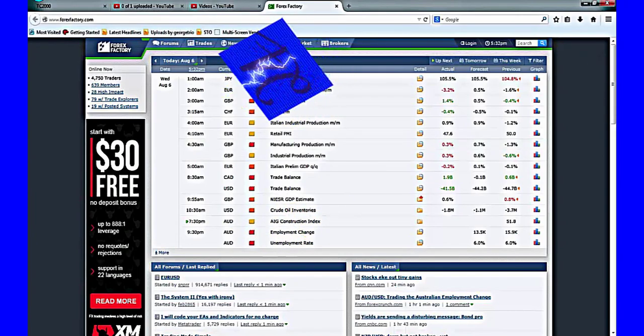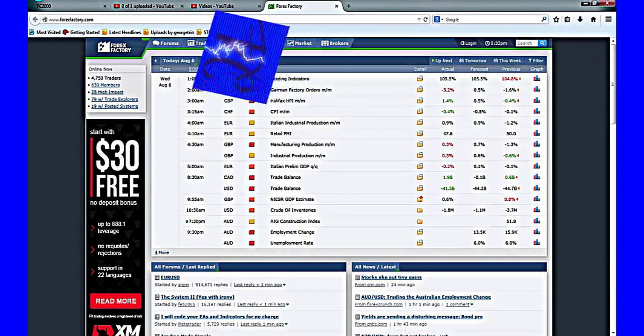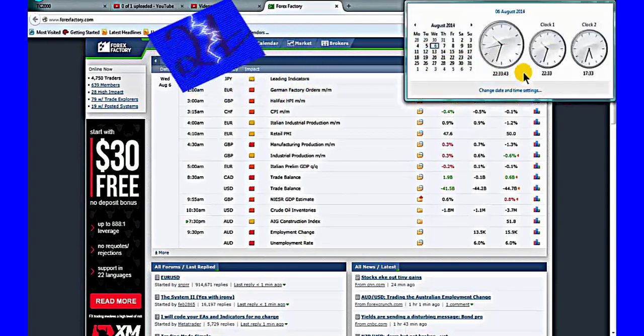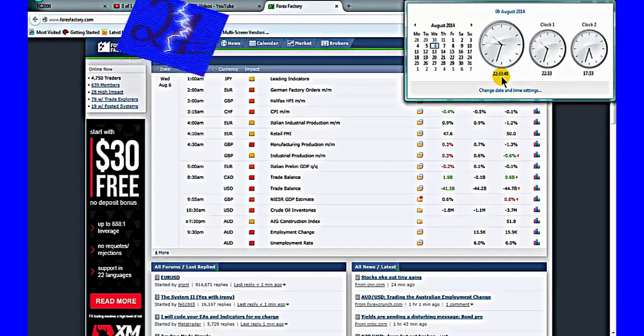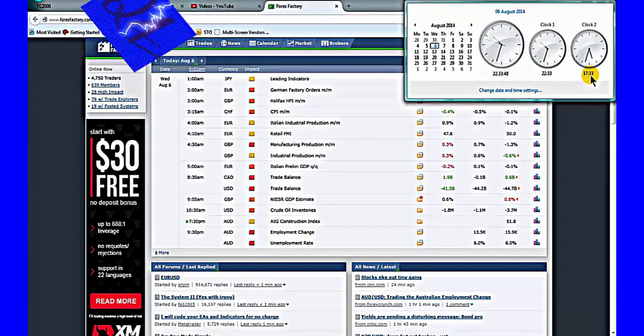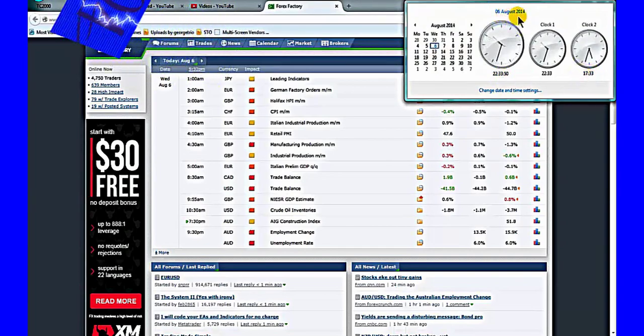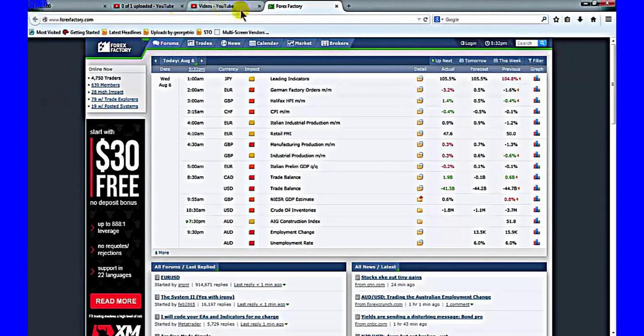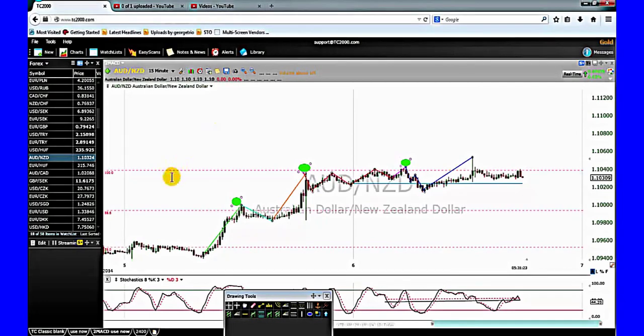I need to show traders here. The time in London now is 33 minutes past 10 p.m. In New York, 33 minutes past 5 p.m. on the 6th of August. So by midnight it will be the 7th of August. So remember that, okay? So we're going to go back now, so we know the economy news that are due: the AIG construction index, the employment change, and the unemployment rate. Let's go back now to the chart.